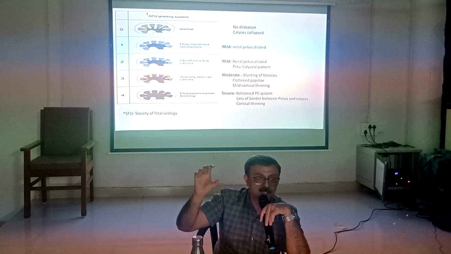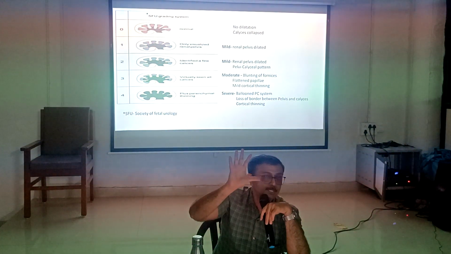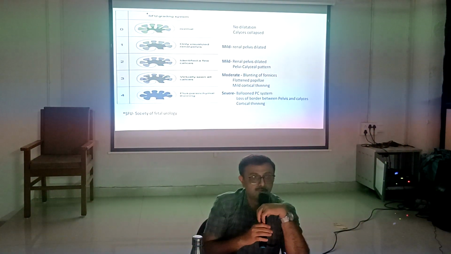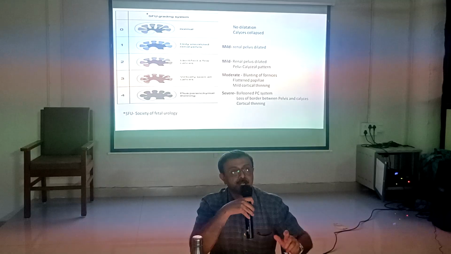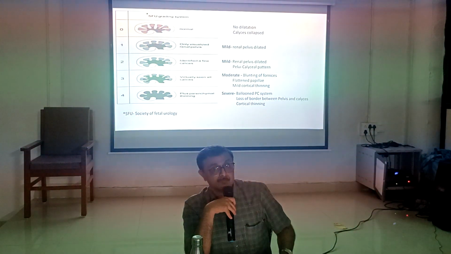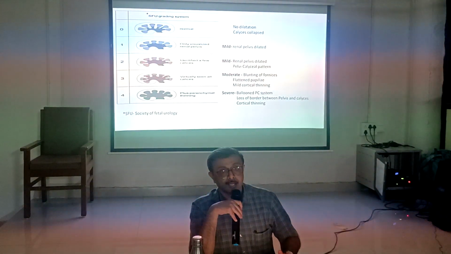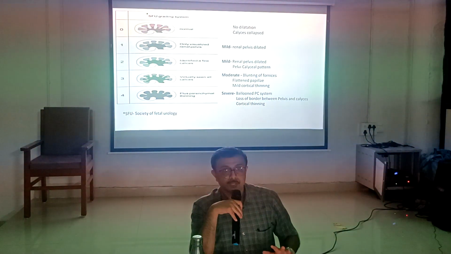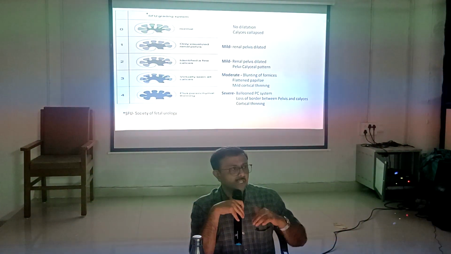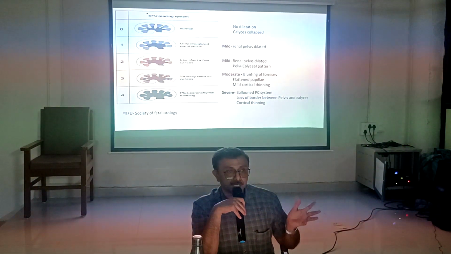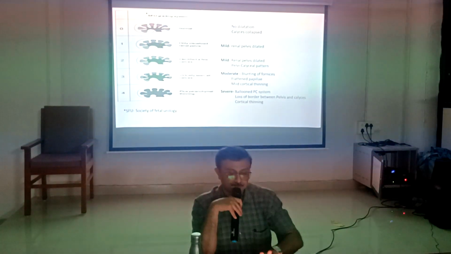First the pelvis is visualized. Calyces are visualized, that means it is a severe form of hydronephrosis. Usually, if only the pelvis is dilated, it is mild grade. But once the calyceal system is dilated, it is moderate. And fully pelvicalyceal system dilatation with thinning of parenchyma, cortical thinning, it is a gross hydronephrosis.